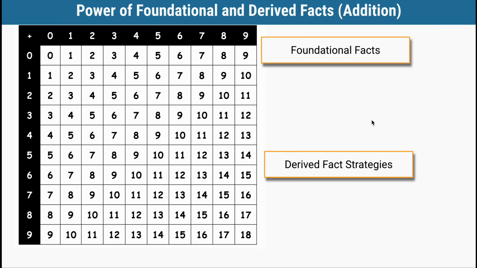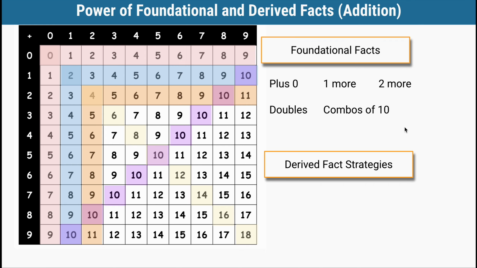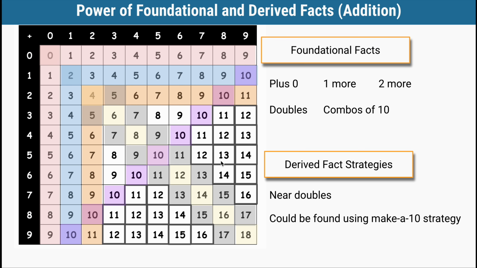Now let's look at that same table again once we use our derived facts strategies. So our foundational facts, remember, are +0, +1, +2, doubles, combos of 10, and then when we move to derived fact strategies, we have our near doubles, and then facts that could be found using make a 10 strategy. And creating equivalent but easier known sums is not shaded in here because that's personalized to individual students.